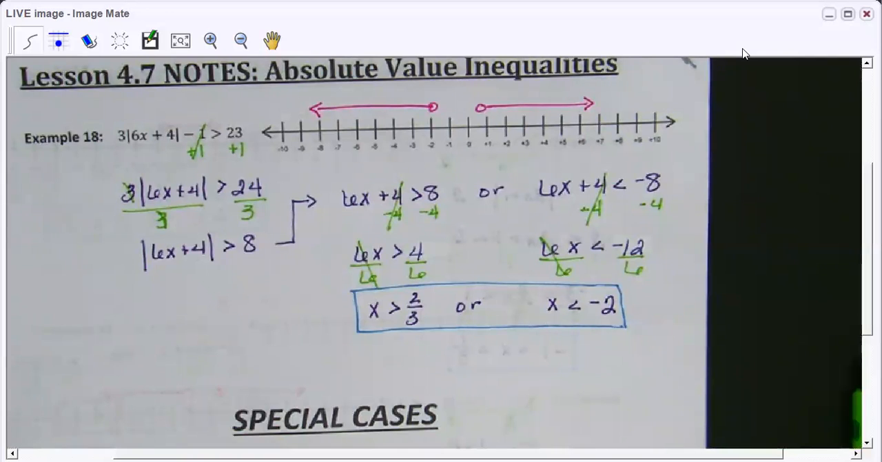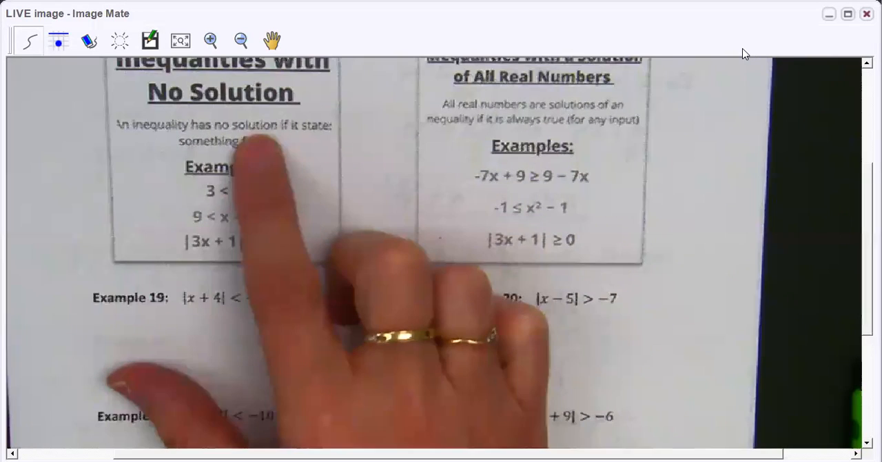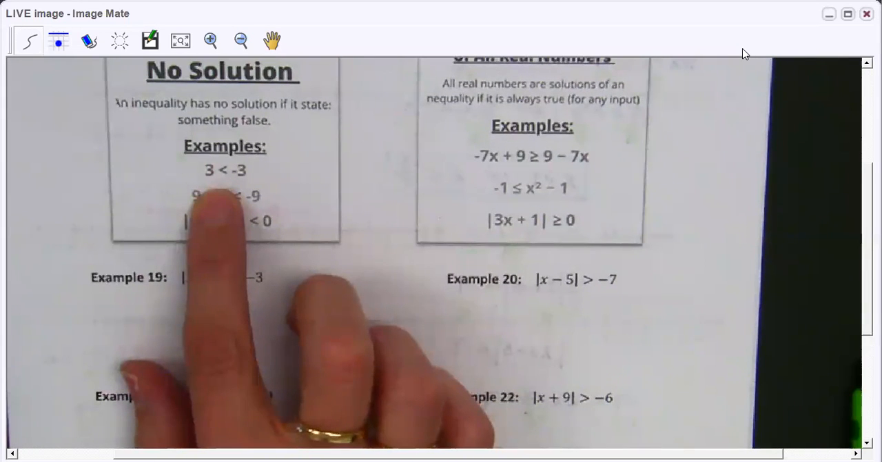Okay, we have the last set of problems here that I want to go over. We have inequalities that by looking at them, you can automatically tell there are not going to be any solutions that will make the inequality true. Then there are some that when you look at them, you know that they will always be true, or all real numbers will fit that solution. So here we have inequalities with no solution. The reason that we know that there is no solution is because when you plug in the number and you try to solve it, it will not be true. For example, this clearly is not true because 3 is not less than -3.